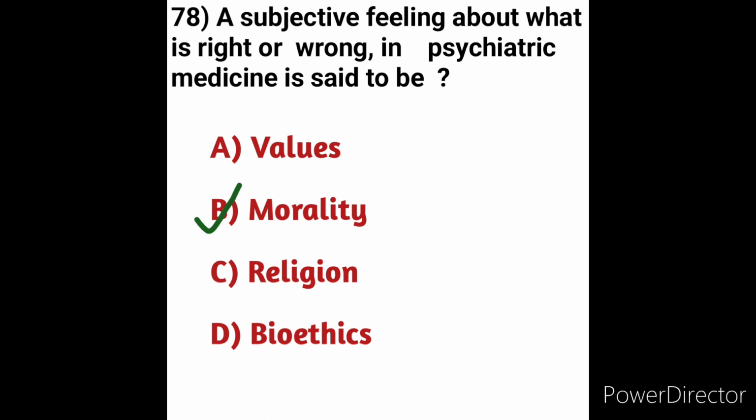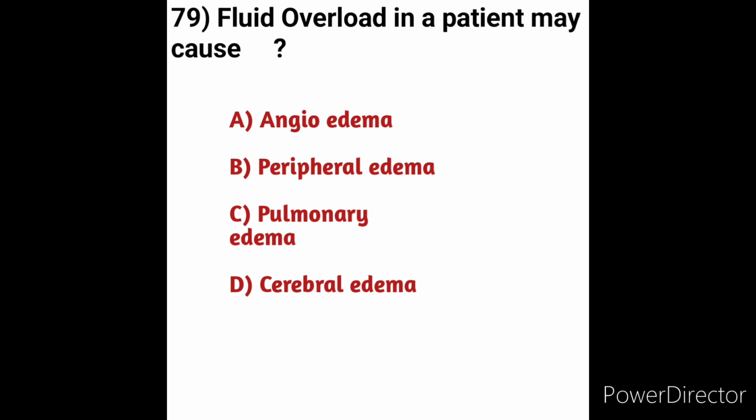Next we will move on to question number 79. Fluid overload in a patient may cause, we will see the options. Option A angioedema, option B peripheral edema, option C pulmonary edema, option D cerebral edema. What is the meaning of options A, B, C, D?